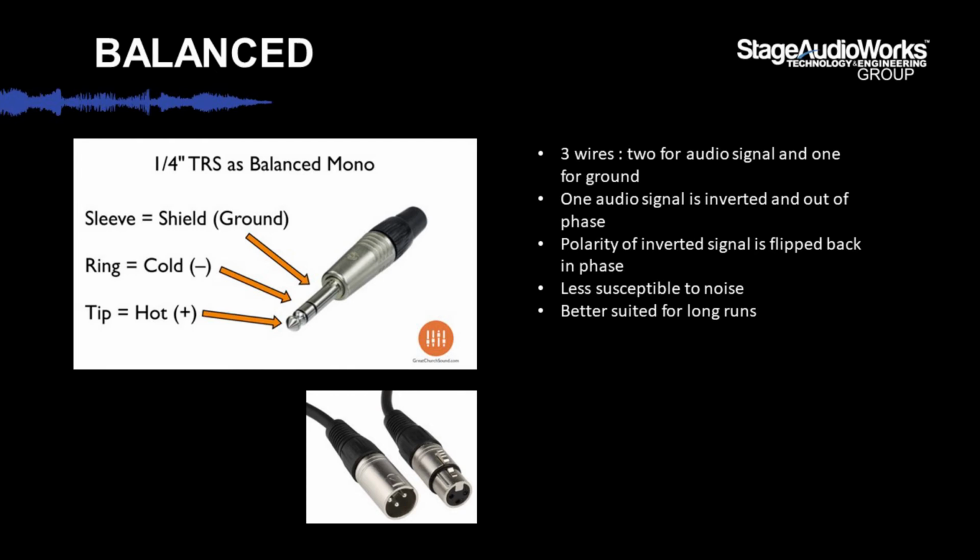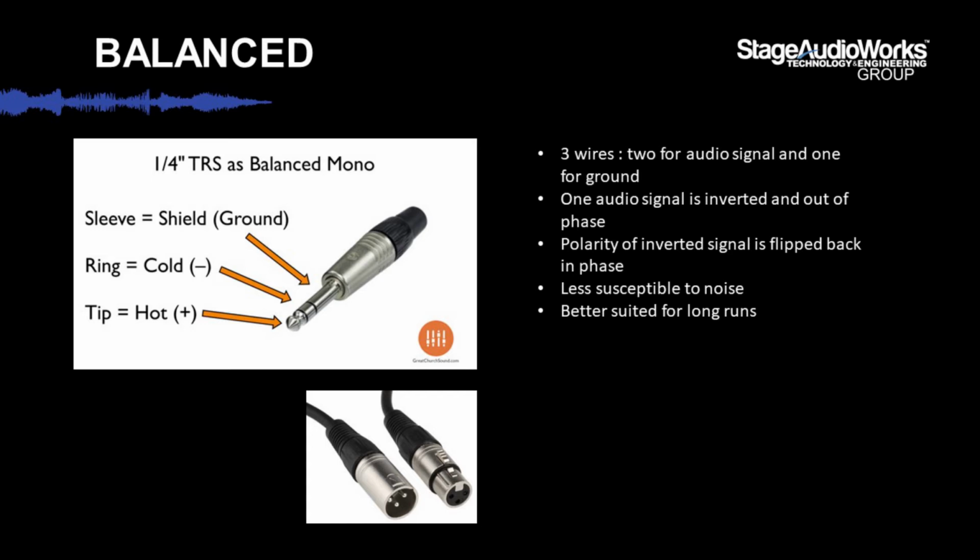Balanced cables have 3 conductors and 3 wires. One of those wires is the ground. The other 2 are responsible for carrying the audio signal. Balanced cables are much less susceptible to picking up noise and are therefore better suited for long runs.